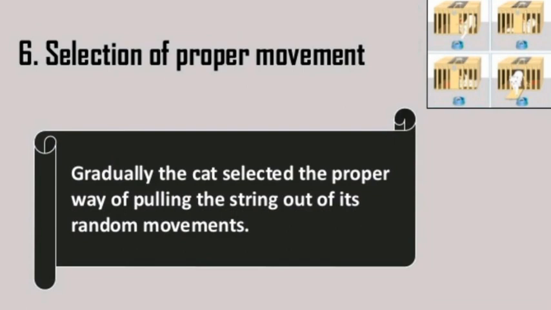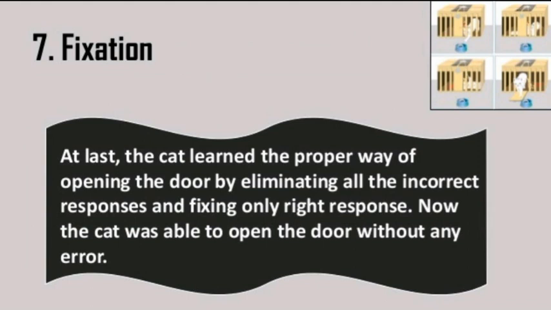And sixth one relates to selection of proper movement. Gradually, the cat selected the proper way of pulling the string out of its random movements. And lastly, fixation. At last, the cat learned the proper way of opening the door by eliminating all the incorrect responses and fixing only the right response. Now the cat was able to open the door without any error.